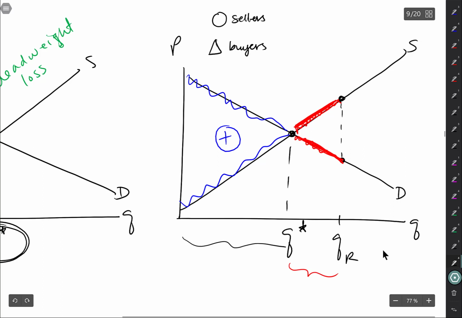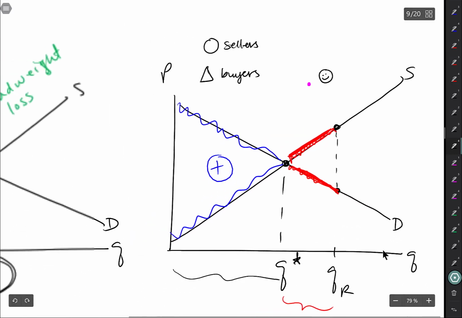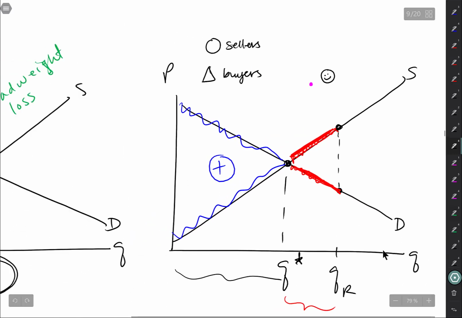Suppose the price is up here for the unit between Q star and QR. Well, the price is higher than cost, so sellers are pretty happy about that. That's a happy face, if you couldn't tell. Let's make it a little bigger. There we go. So sellers are pretty happy about that. But for buyers, that price is way above what they value the good at. So buyers are not happy. What about a price in between the two curves? Somewhere here, or here, or here, doesn't matter.